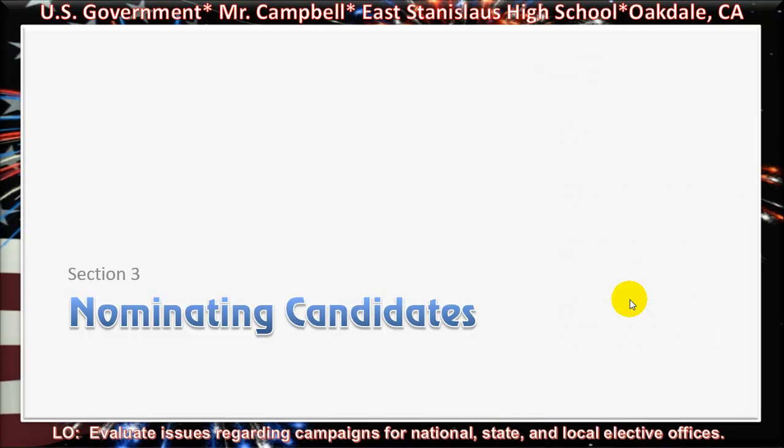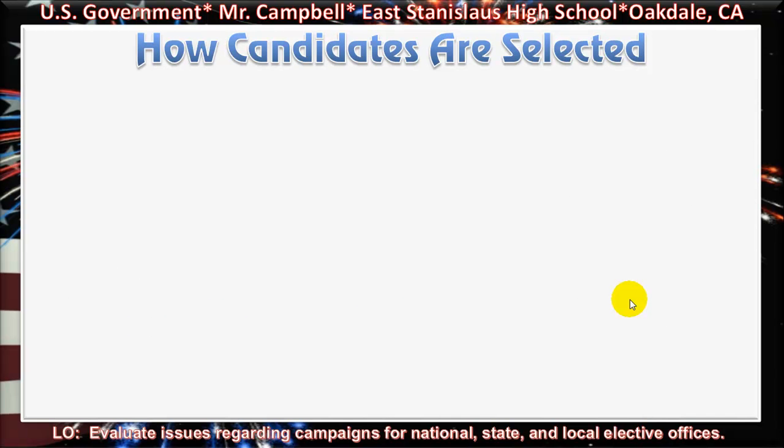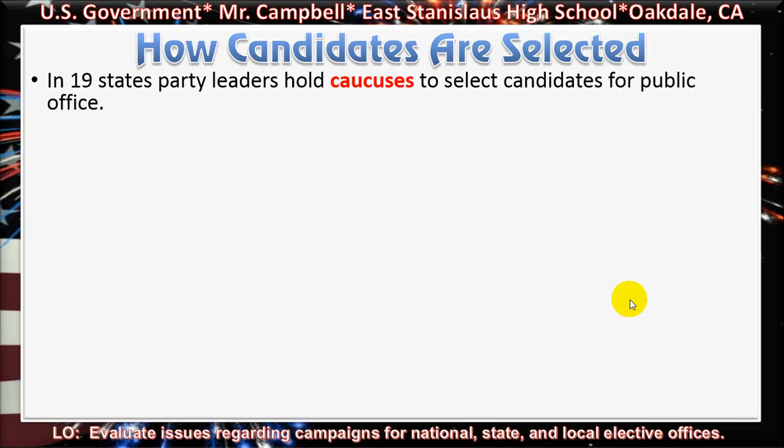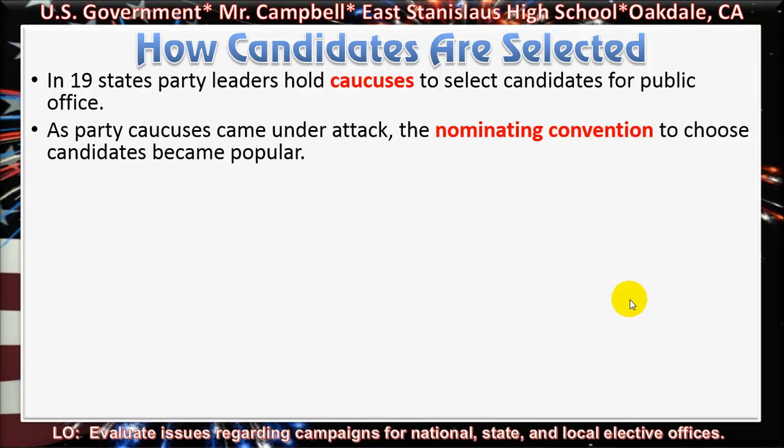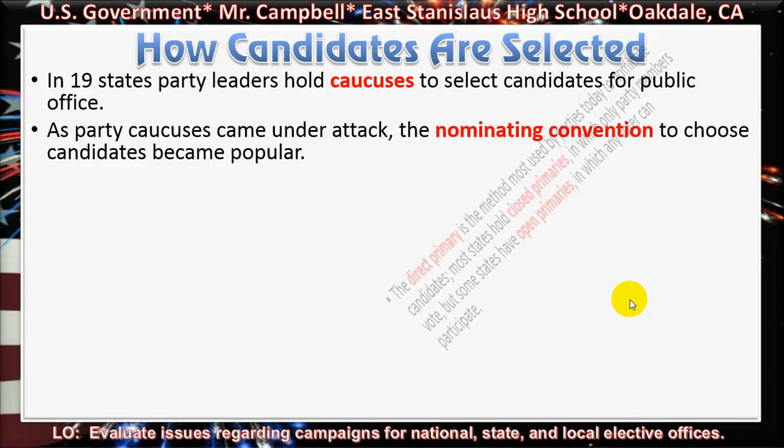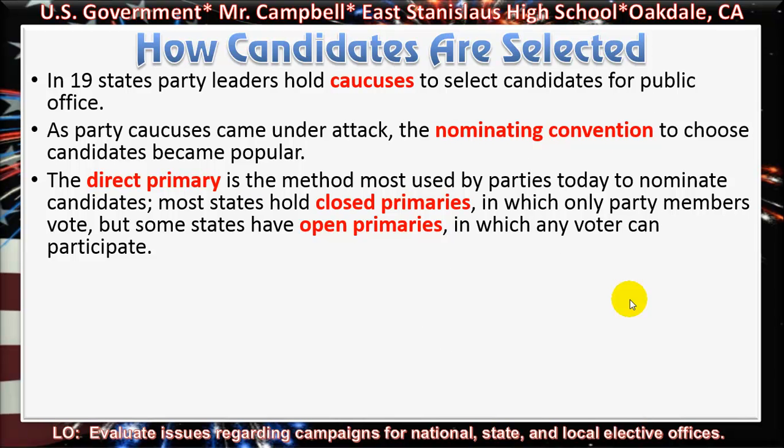Section 3, nominating candidates. How candidates are selected. In 19 states, party leaders hold caucuses to select candidates for public office. As party caucuses came under attack, the nominating convention to choose candidates became popular. And then frequently we see primaries used. The direct primary is the method that is most used by parties today to nominate candidates.